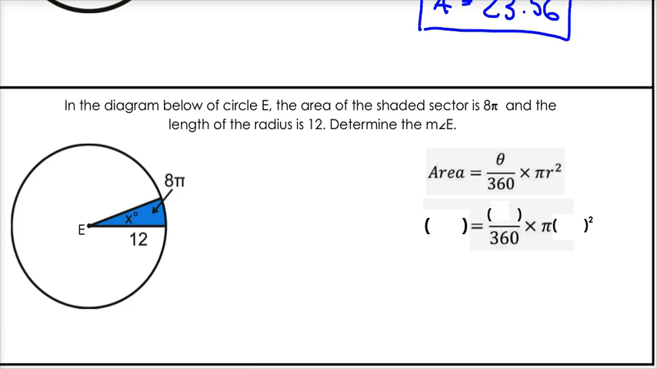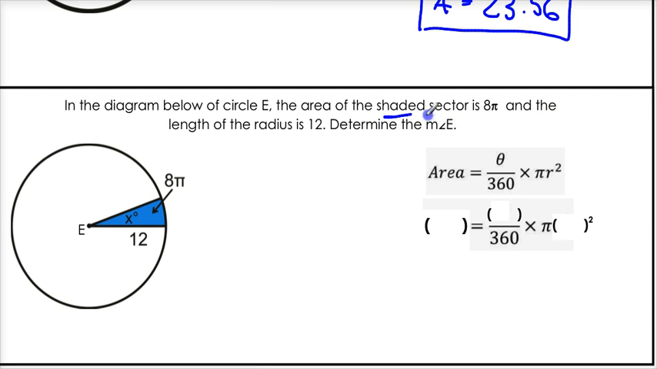All right, we're going to get a little challenging now. Look at how this is different. In the diagram below of circle E, the area of the shaded region, so they're giving us the area of the shaded region, is 8 pi, and the length of the radius is 12. Determine the measure of angle E. So notice how this is different.